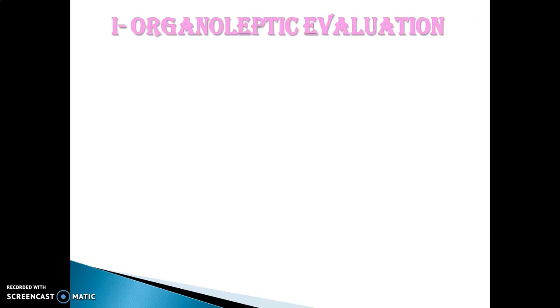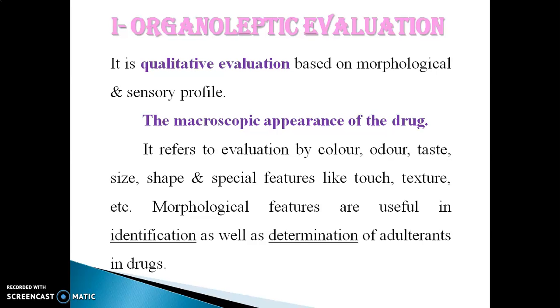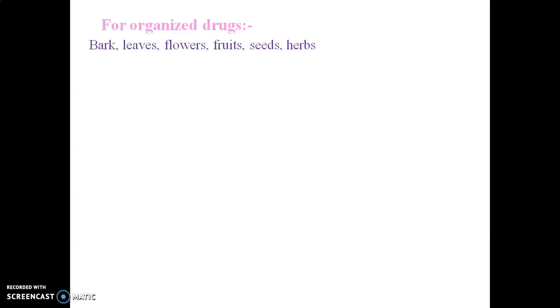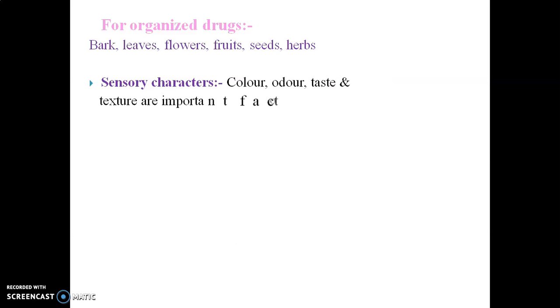First one is the organoleptic method of evaluation, which includes the qualitative evaluation based on the morphological and sensory profile, where the macroscopic appearance of the drug is evaluated. It refers to the evaluation by color, odor, taste, size, shape and special features like touch, texture, etc. Morphological features are useful in identification as well as determination of adulterants in the drug, where the morphological evaluation of a particular plant is carried out by means of its bark, leaves, flowers, fruits, seeds and herbs, while the sensory characters, which include color, odor, taste and texture, are studied for the particular evaluation.